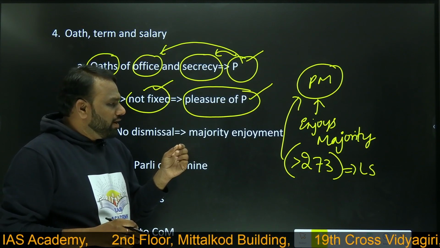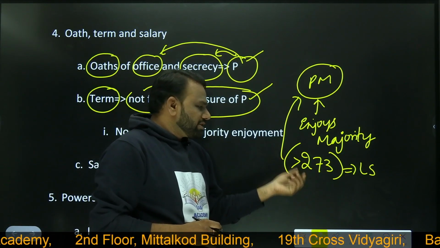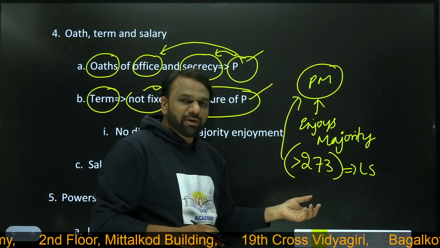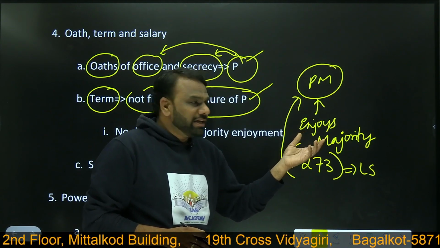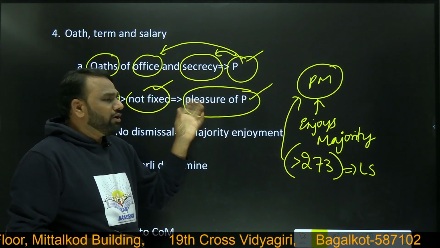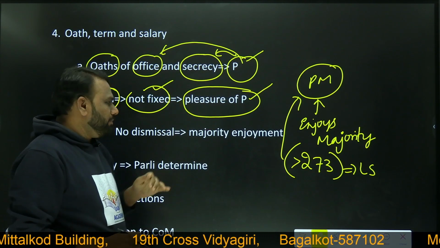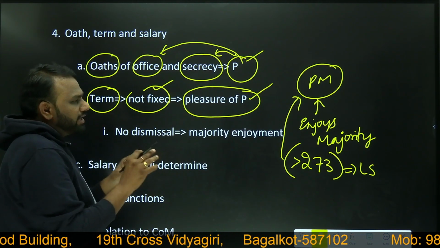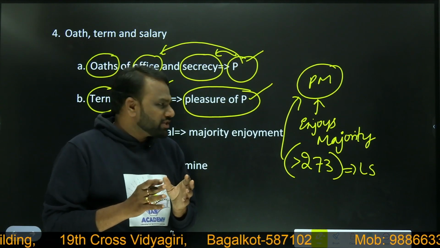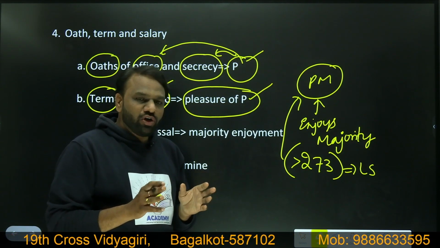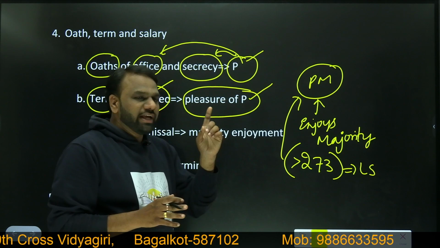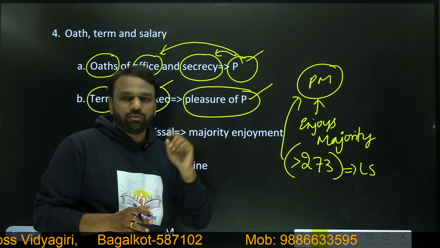Once this number becomes less, it means less than 273 members support prime minister, it means president will not be happy with the prime minister. At that time, what can president do? He can remove the prime minister. When prime minister does not enjoy the majority in the Lok Sabha, then president can remove prime minister.